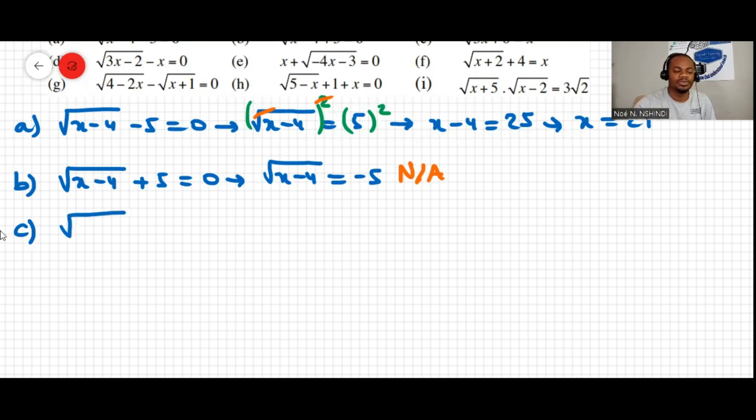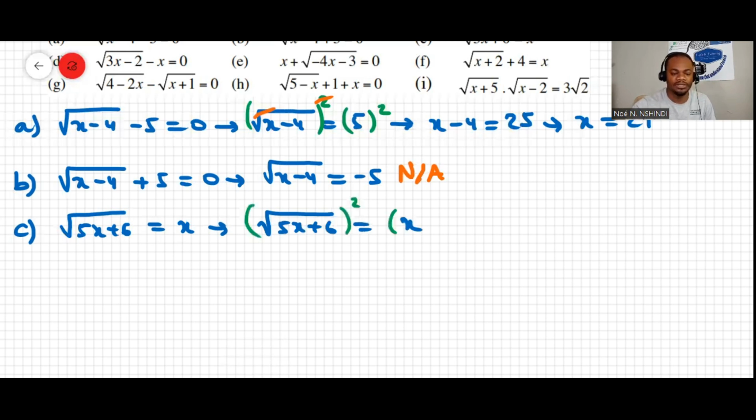Question C says that square root of 5x plus 6 equal to x. Now to solve this, we are going to raise both sides to the power of 2. We raise both sides to the power of 2 to cancel the radical sign of the left hand side, and then this will make 5x plus 6 equal to x squared.